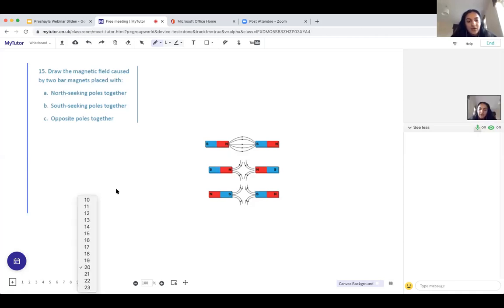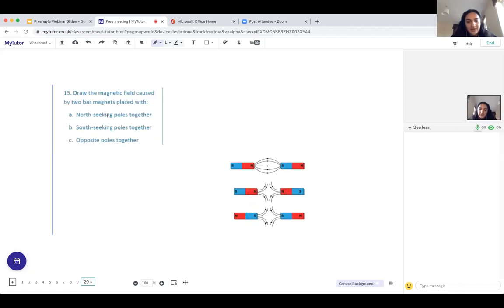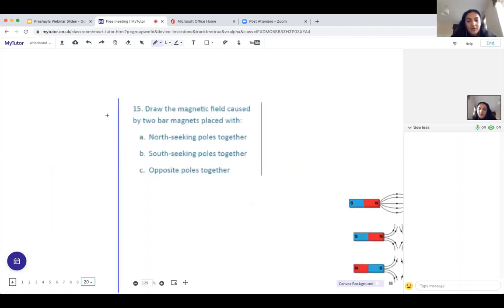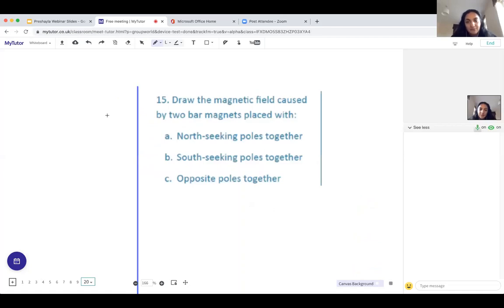Okay, so let's go through some example questions. Could you please have a go? If you've got paper with you, try and have a go at drawing the magnetic field between two north poles together, two south poles together, and two opposite poles together. Don't worry about the fact that it says seeking there. That just means north. Sometimes they write it as north seeking. It's just north.